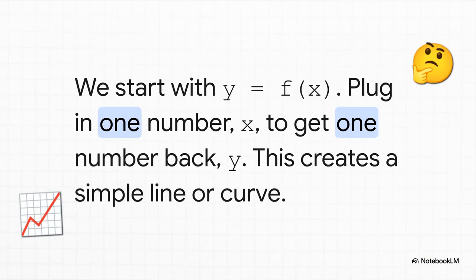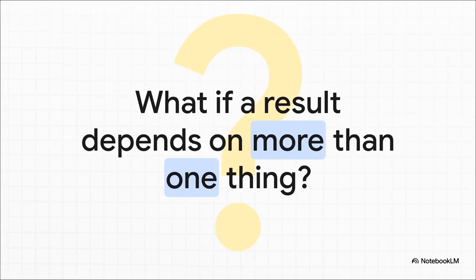Oh yeah, you've seen this a million times. y equals f of x. You plug in one number, your x, and boom, you get one number back, your y. It's simple. It's predictable. It gives you a nice clean line or a curve on a flat plane. It's our comfort zone. This right here, this is the question where our 2D world starts to fall apart.